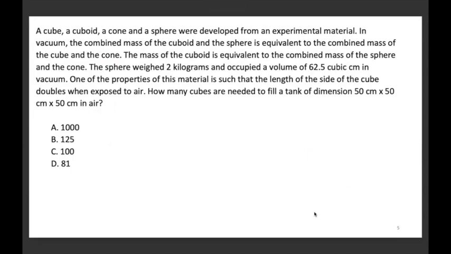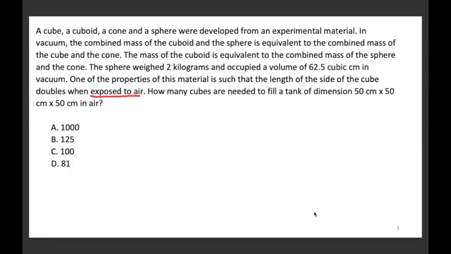A cube, a cuboid, a cone, and a sphere were developed from an experimental material in vacuum. In vacuum, the combined mass of the cuboid and sphere is equivalent to the combined mass of the cube and cone. The mass of the cuboid is equivalent to the combined mass of the sphere and cone. The sphere weighs 2 kilos and occupies a volume of 62.5 cubic centimeters in vacuum. One of the properties of this material is such that the length of the side of the cube doubles when you expose it to air. How many cubes are needed to fill a tank of dimension 50 by 50 by 50, which is in air? Okay, let's do this.